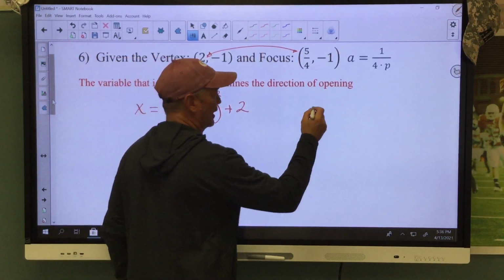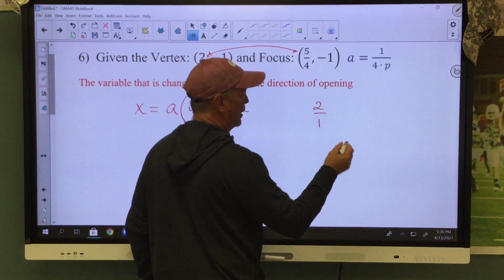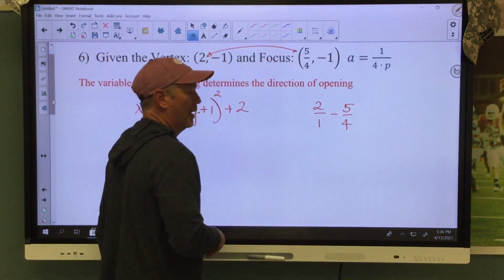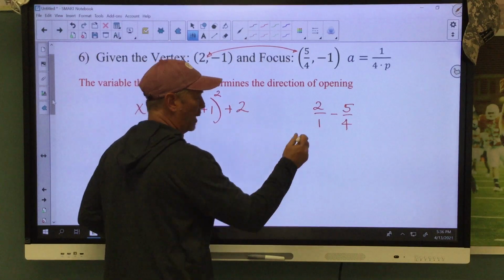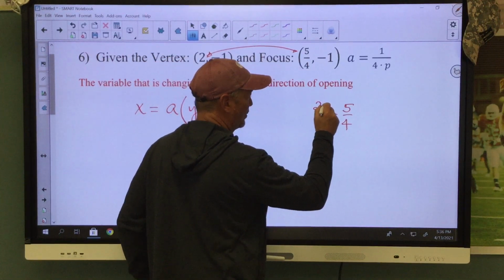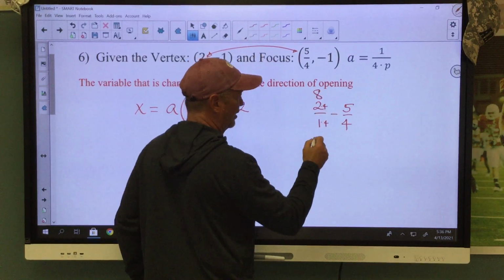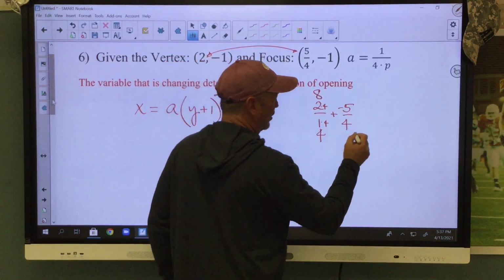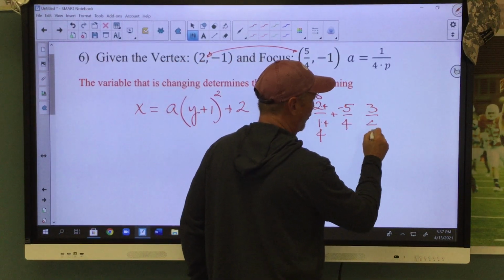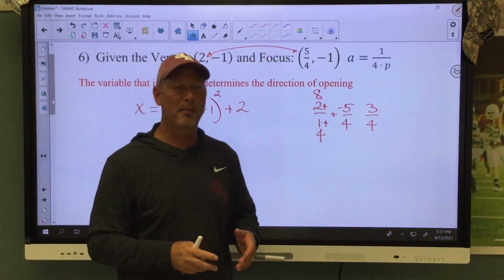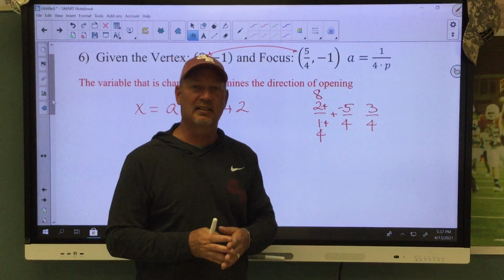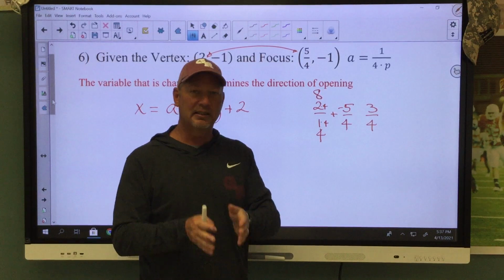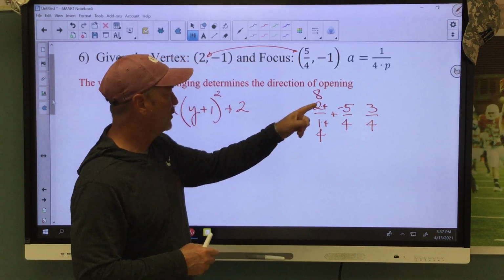So we're going to say 2 over 1 minus 5 over 4. Now, we need to get a common denominator, so we're going to multiply the bottom times 4, we're going to multiply the top times 4, and we're going to get 8 over 4. 8 minus 5 is going to be 3 over 4. No matter what, remember now, we're trying to find the distance, and distance is always positive. So don't get hung up on a negative number here if it happens. Distance is always positive.